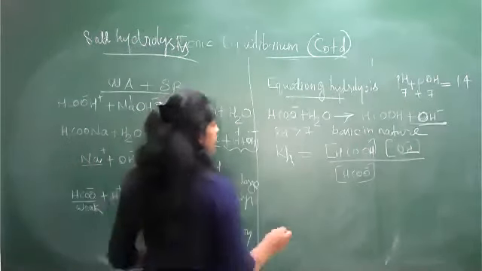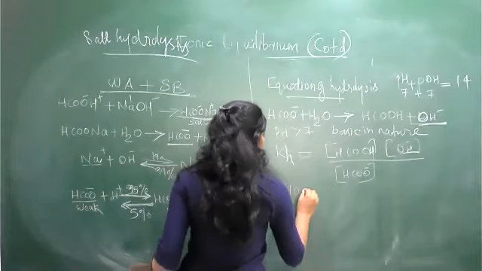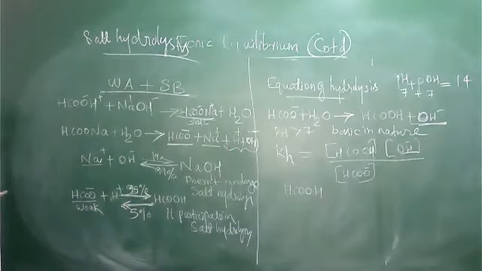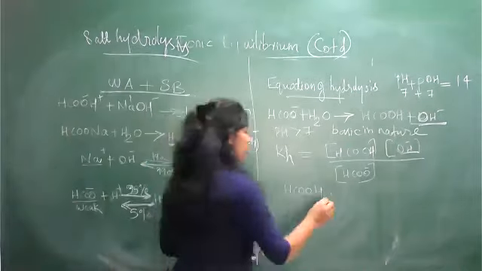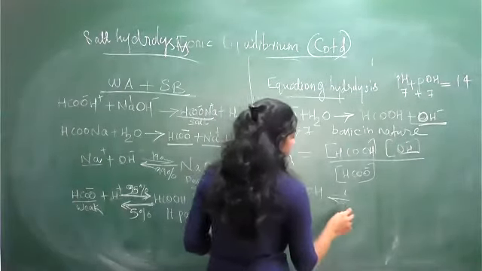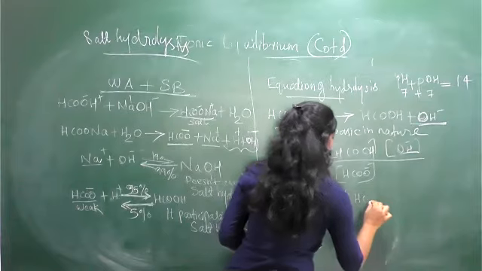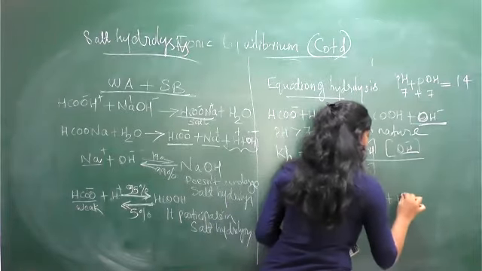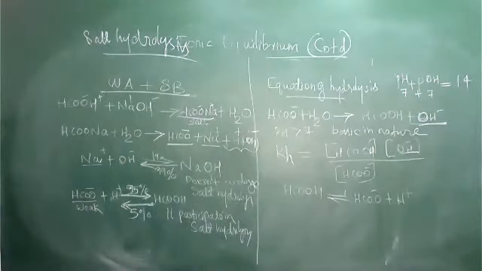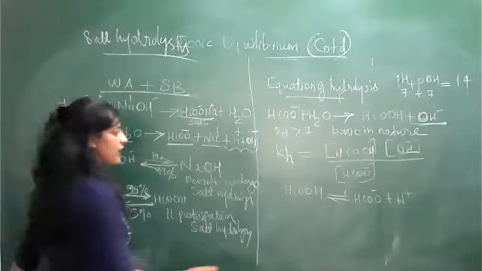Students, one thing. Suppose HCOOH, I know it is a little bit lengthy, but you will get the result. HCOOH is going to dissociate. What happens? HCOO minus plus H plus. This is the dissociation. Okay, can you find out the Ka value?